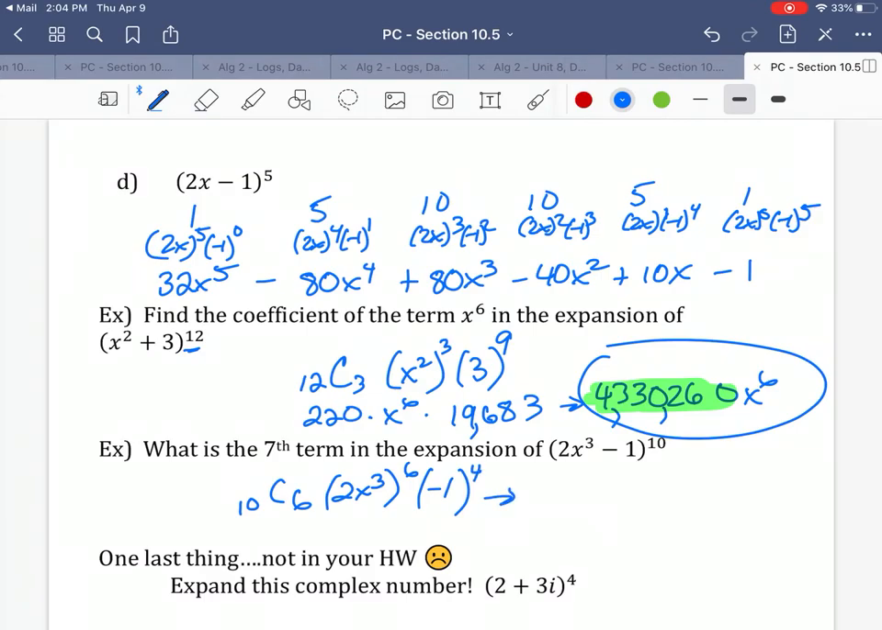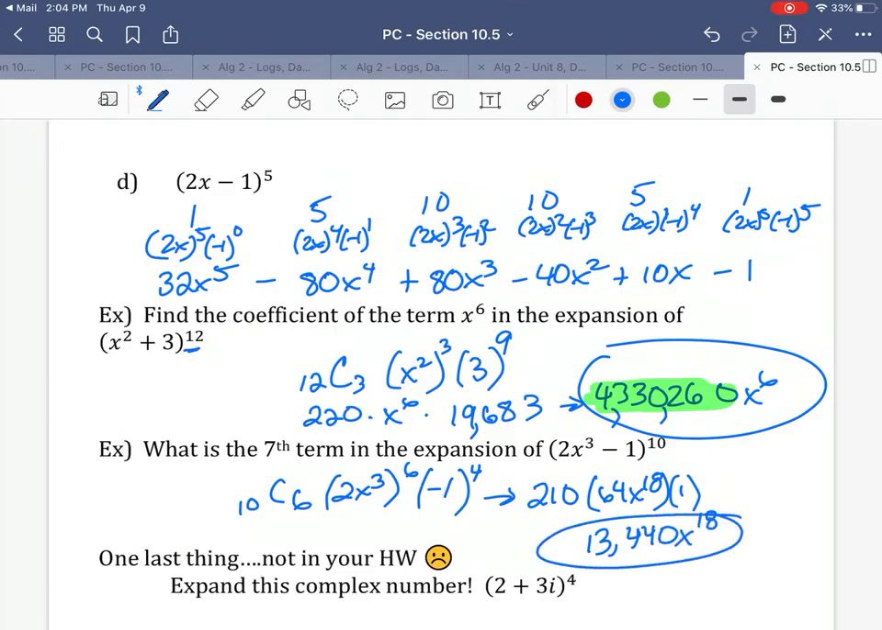All right, so here we go. 10 choose 6 turns out to be 210. 2 to the sixth is 64, so I got times 64, x to the 18th. And then my -1 to the fourth is just a 1. So it turns out that I have 13,440 x to the 18th. And that is the seventh term in the expansion.